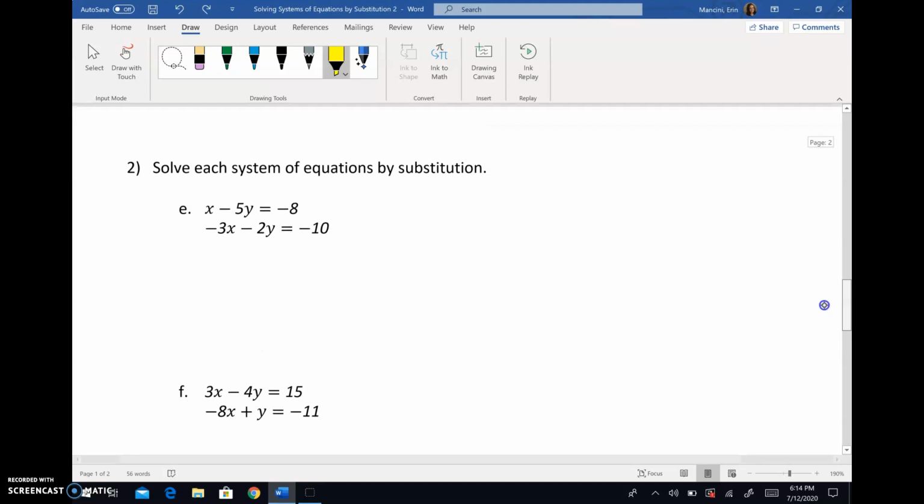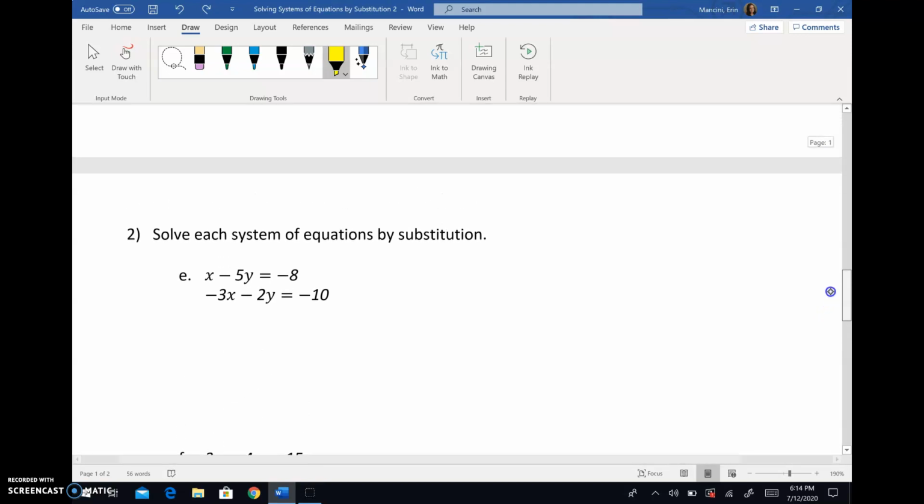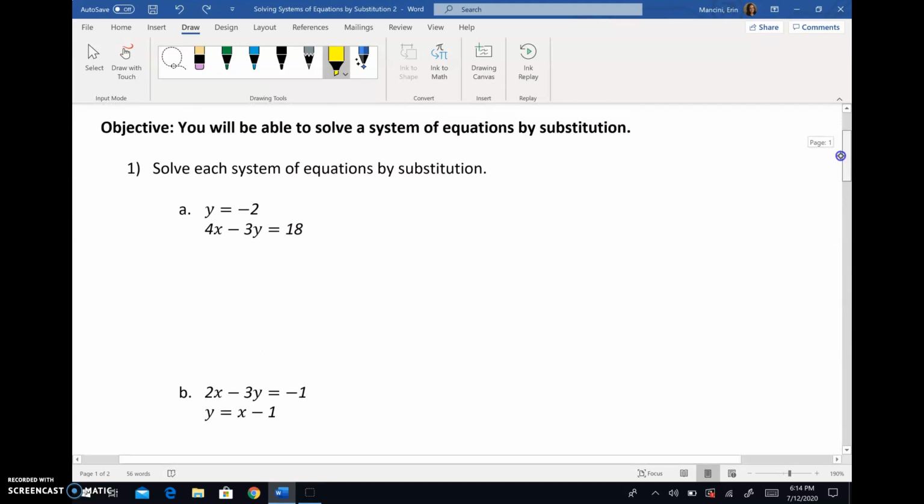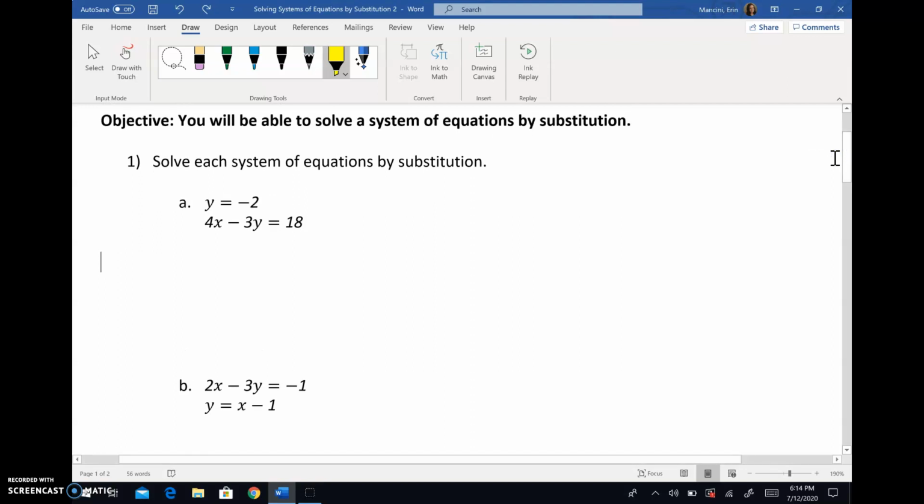So maybe they look a little bit more complicated. That's because there's going to be an extra step. But before we do that, I want to quickly review what we did last time. What is substitution? Substitution just means to replace. So what we did was, in part A, we knew that y was equal to -2. So anywhere we saw a y, we could replace it with -2, which brings us down to a one variable equation, right? There's no more y because we put -2 in its place. And that was the goal of substitution.